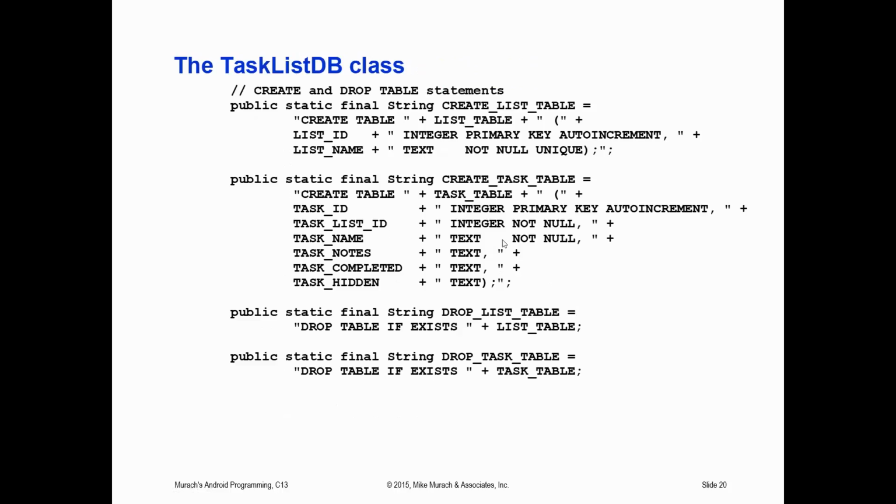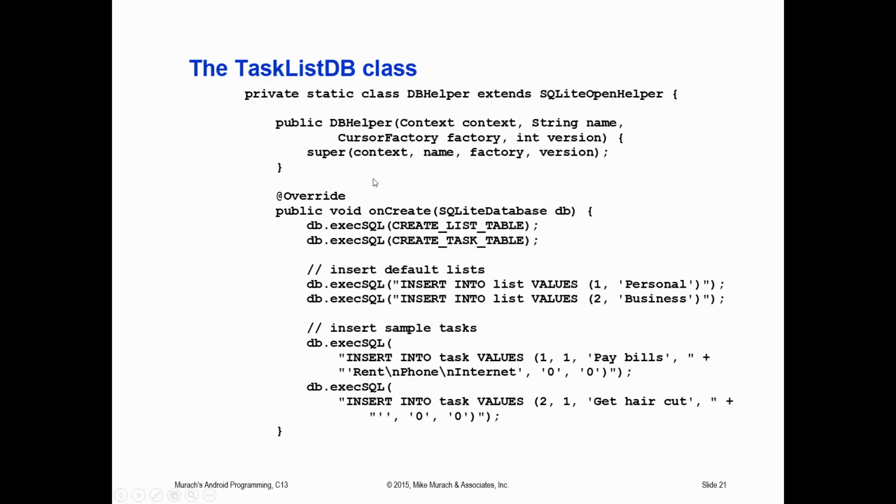Once all of this stuff has been done, as is shown in Figure 13-6 on page 411, it can build the create table statements that are used to create both the list table here and eventually the task table. Not only the create table stuff, but the drop table stuff.